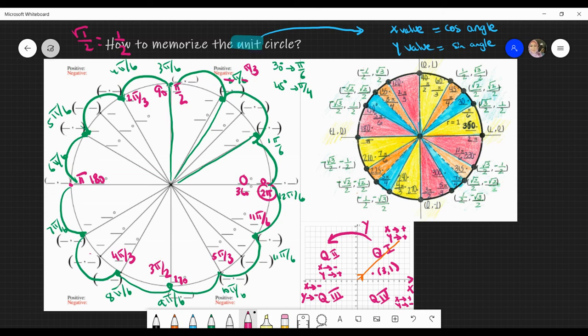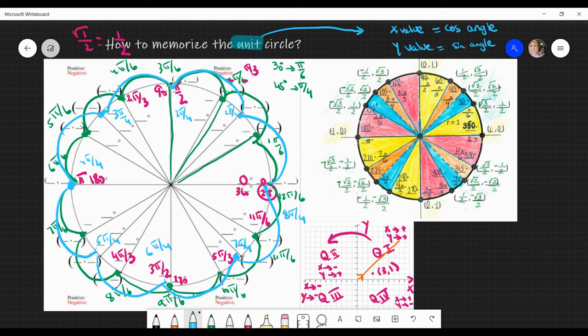So this is one flower, and I can create another flower with a pi over 4. So here's a 1 pi over 4. This is a 2 pi over 4, which also gives us pi over 2. 3 pi over 4. 4 pi over 4, which gives us just pi. 5 pi over 4. 6 pi over 4, which also gives us 3 pi over 2. 7 pi over 4. And 8 pi over 4, which gives us the 2 pi.